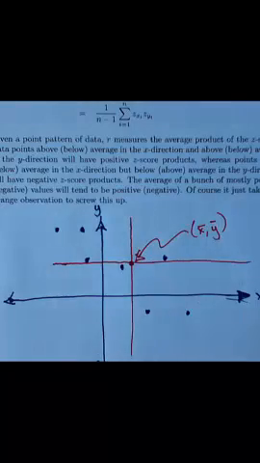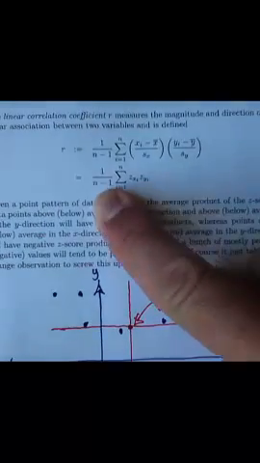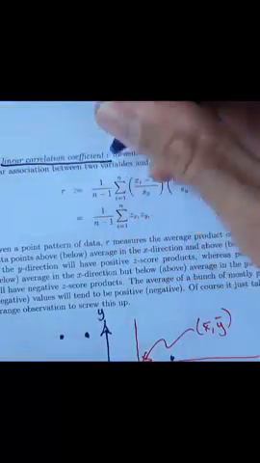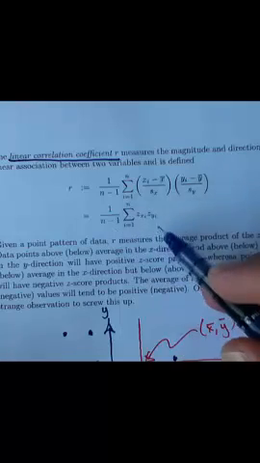So now what we'd like to do is somehow wrap all of that stuff up into one number. And this R guy, called the linear correlation coefficient, is a good attempt at that. Look at this formula here.